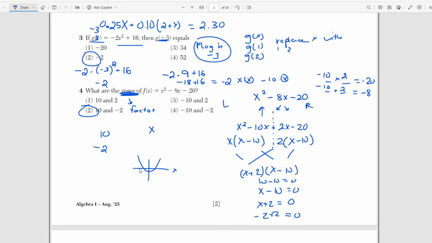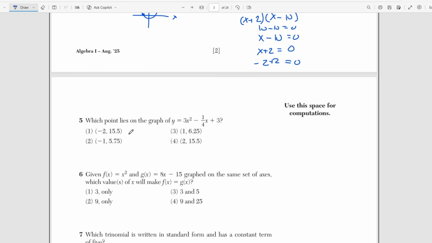It's the x value at the point where the graph crosses over the x-axis, or when the y is equal to 0. All right, number 5 asks us, which point lies on the graph of y is equal to 3x squared minus 1/4 x plus 3?